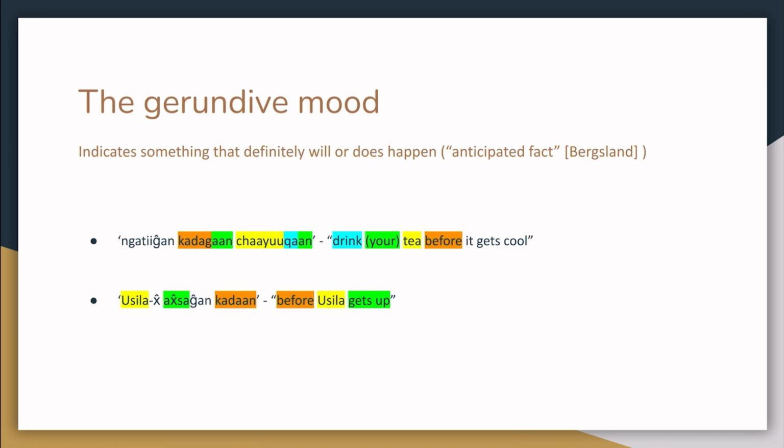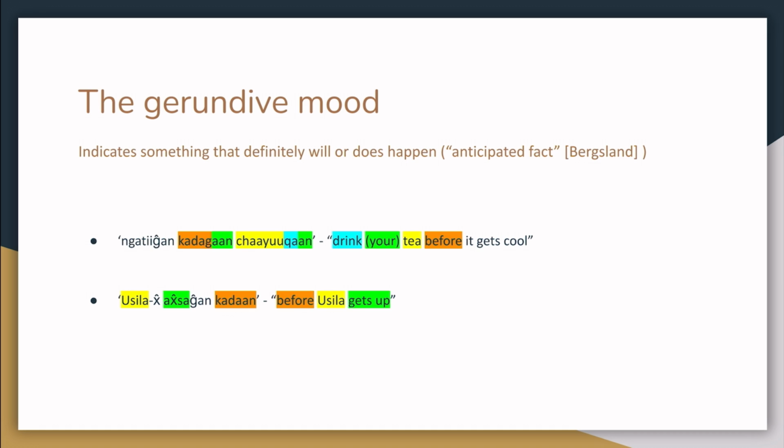And then the gerundive mood. Usually when you hear gerundive, if you're familiar with a lot of grammar terms, this usually indicates the ing, that present progressive happening right now marker. However, in this language, it indicates something that is bound to happen, or something that happens in general, right? Or as the author of the grammar says, an anticipated fact.